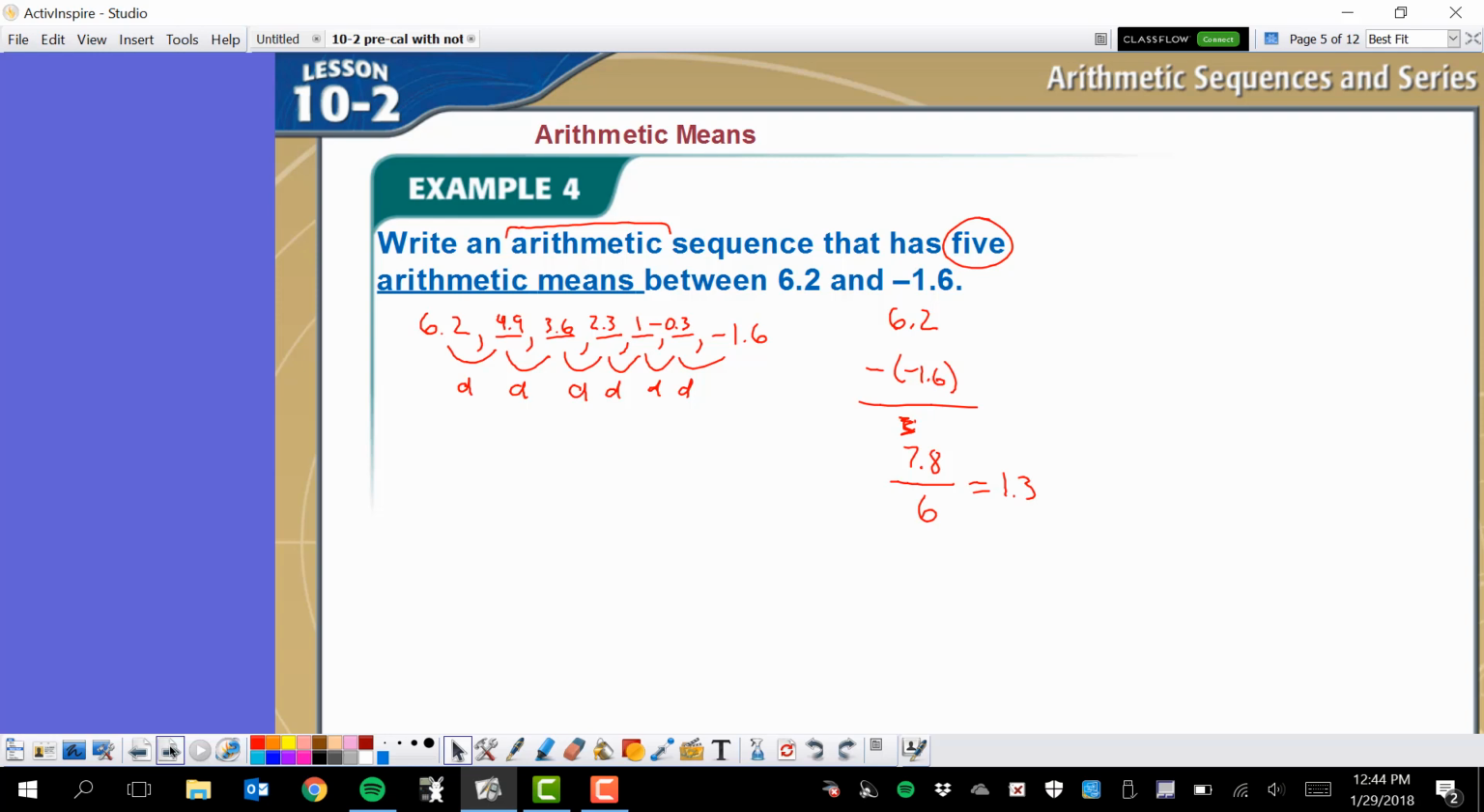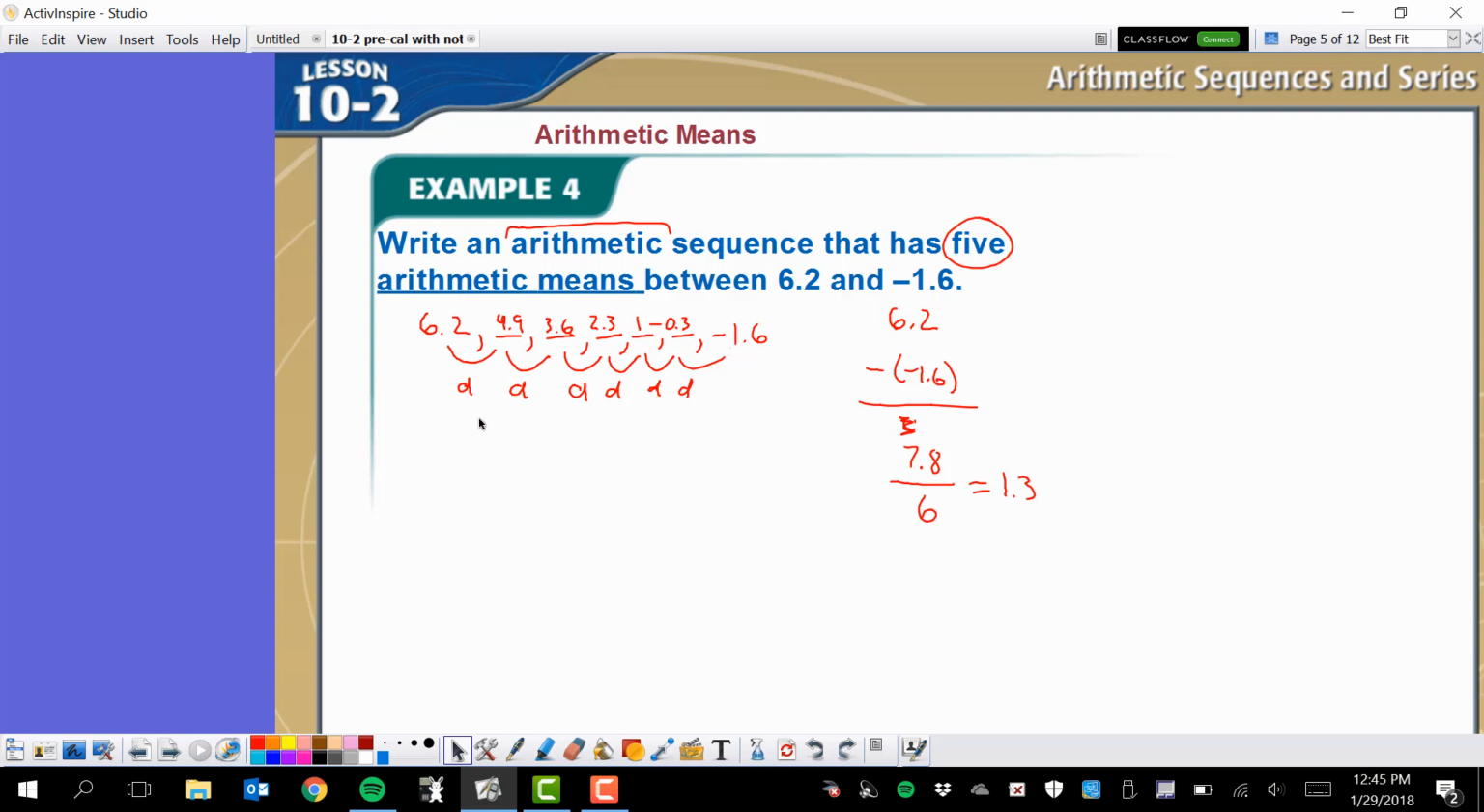and negative 1.6. So the way that I illustrated that is I started with 6.2 and I ended with negative 1.6. And I put 5 lines in between here to represent the 5 different numbers that are going to exist in the sequence between 6.2 and negative 1.6. Again, why is it 5? Because that's how the problem was defined. If this were 4, there'd be 4 numbers. If it was 10, there'd be 10 numbers in between. Whatever this number is, that's how many numbers are in between the two numbers that are given, 6.2 and negative 1.6.